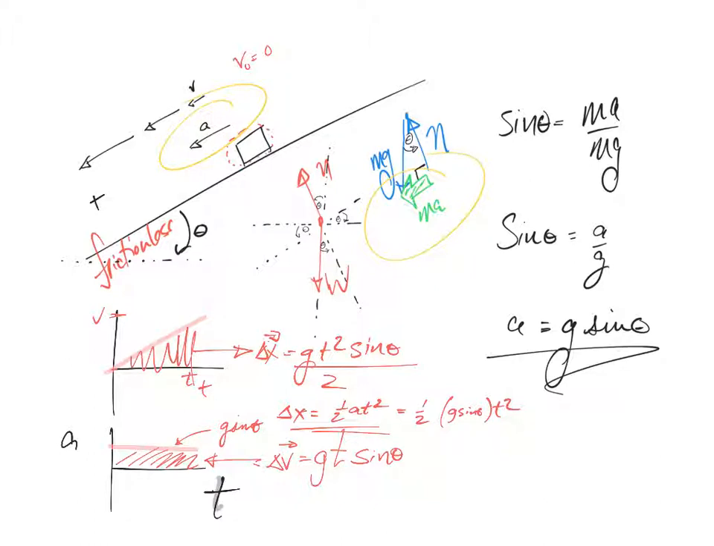One other thing you might want to do is check out cosine theta, see what that can show you. You can probably find the magnitude of the normal force, right? So cosine is normal over mg, so your normal force is going to be N equals mg cosine theta. And notice that the normal force depends on the mass of the object, but your acceleration will not.